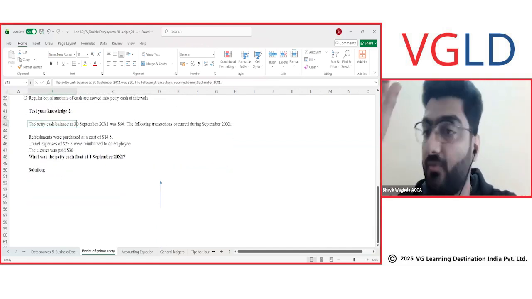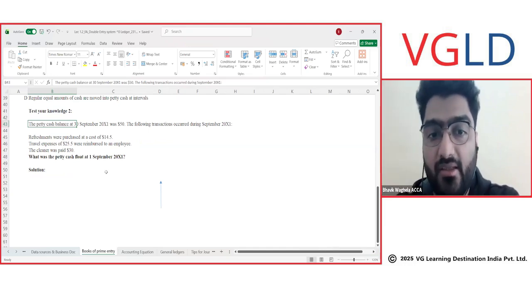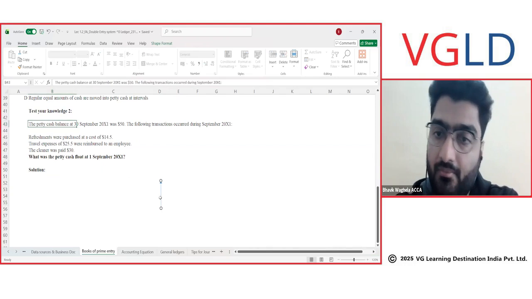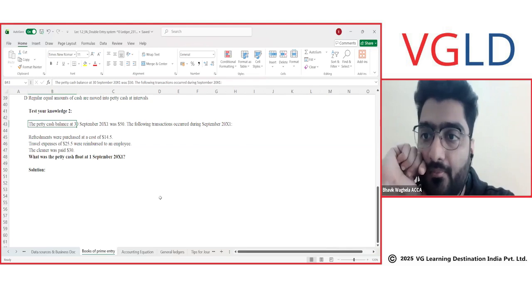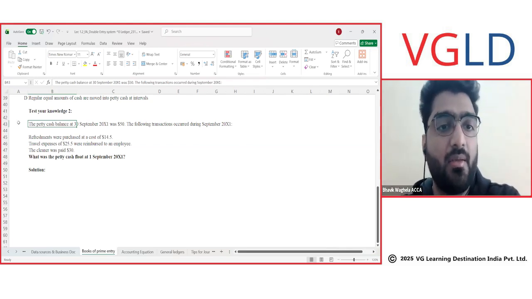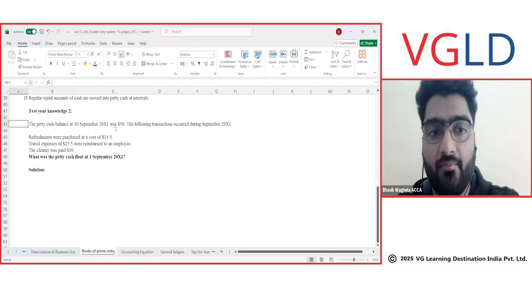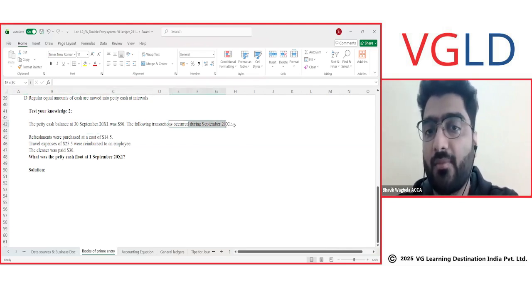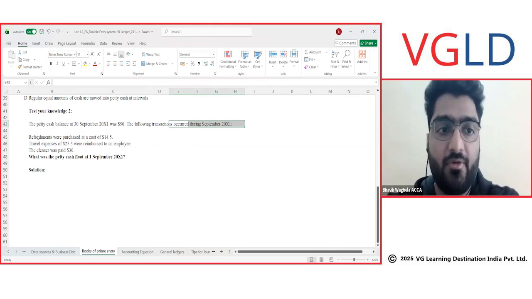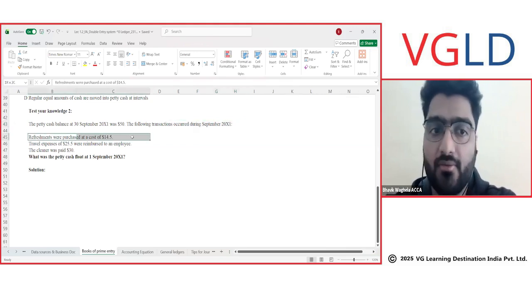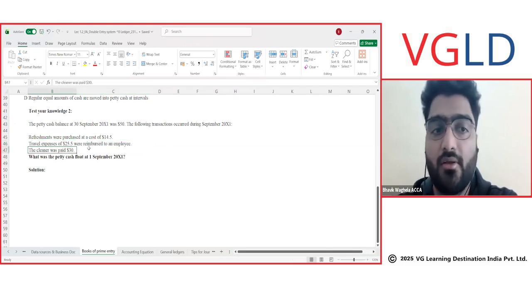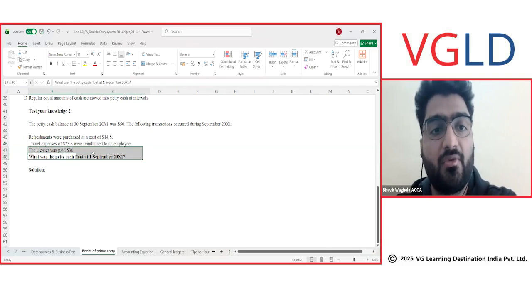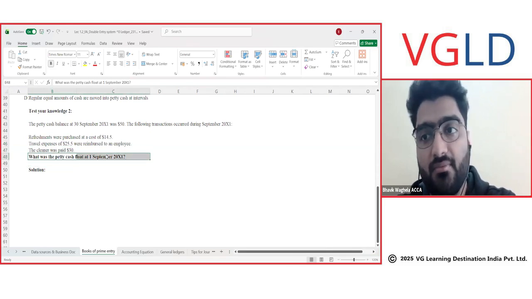Now, this is where the confusion starts kicking in. In any FA question that we solve, dates are important. Always. The dates are always important. Okay? The petty cash balance at 30 September 2011 was $50. The following transactions occurred during September 2011. Refreshments were purchased at a cost of $14.50. Travel expenses of $25.50 were reimbursed to an employee. The cleaner was paid $30. Now, what was the petty cash float at 1st September 2011?